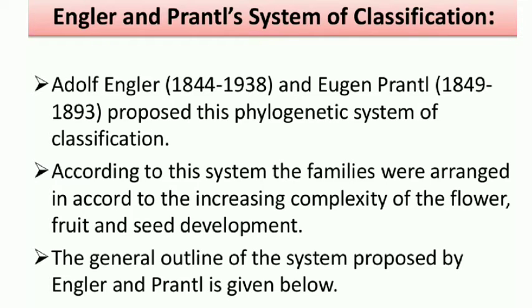According to this system, the families were arranged in accordance with increasing complexity of the flower, fruit and seed. Means the simple structure as primitive, complex structure as advanced family of the angiosperms. So, now we shall see the general outline of the system proposed by Engler and Prandtl.